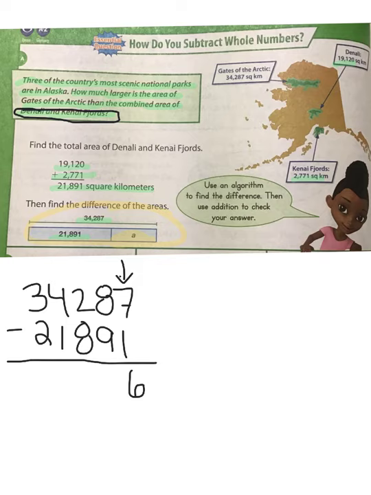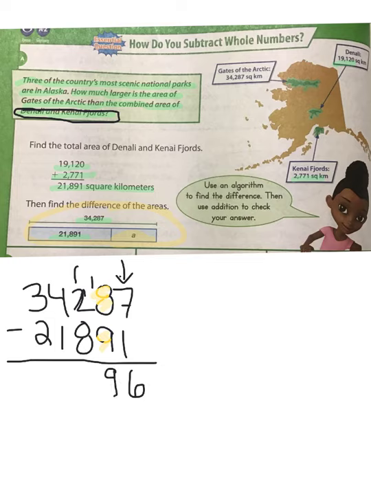We cannot take 8 from 9, so we need to go next door to the hundreds place and borrow. We are going to take 1 away from the 2 and make it a 1 and add that 1 on top of the tens place. So now we can subtract 18 minus 9 is 9.